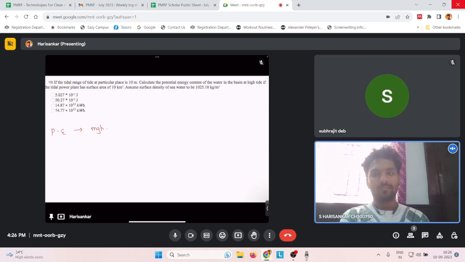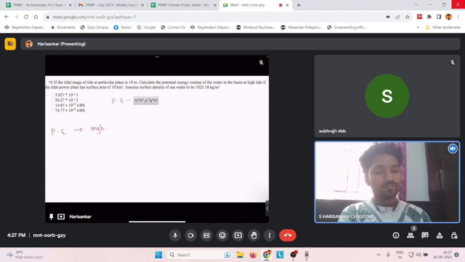So potential energy is given as mgh, right? But here we need to do some modifications. So we can derive this formula: half rho g h square. How will we do that? Let us see. Let us take a cube like this, with different dimensions and so on.